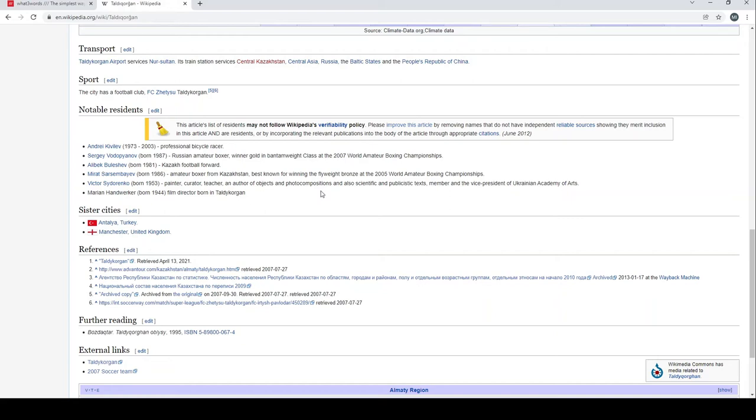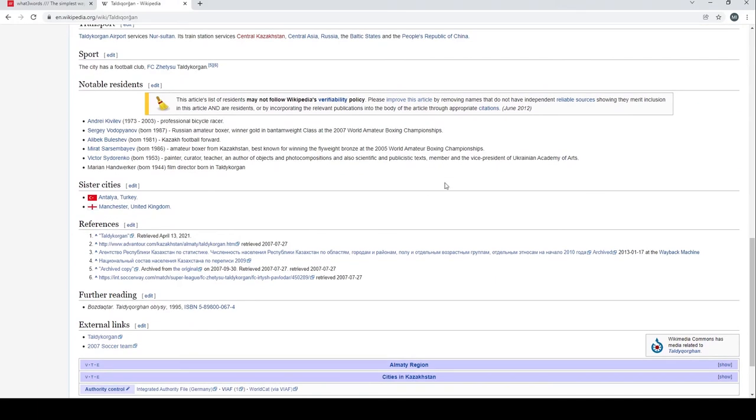Sergei Vodopyanov, born 1987, Russian amateur boxer, winner of gold in the bantamweight class at the 2007 World Amateur Boxing Championships. Alibek Bulyashev, born 1981, a Kazakh football forward. Mirat Sarsembayev, born 1986, amateur boxer from Kazakhstan, best known for winning the flyweight bronze at the 2005 World Amateur Boxing Championships. Viktor Sidorenko, born 1953, painter, curator, teacher, and author of objects and photo commissions, and also scientific and publicistic texts, vice president of the Ukrainian Academy of Arts. Marian Handwerker, born 1944, film director, born in Taldykorgan. Sister cities: Antalya in Turkey and Manchester in the United Kingdom.